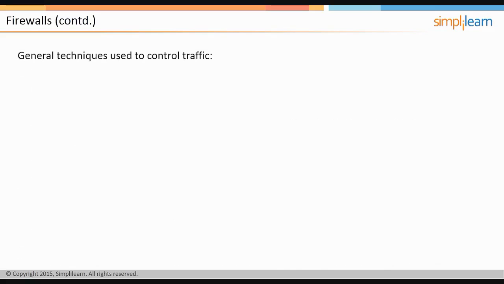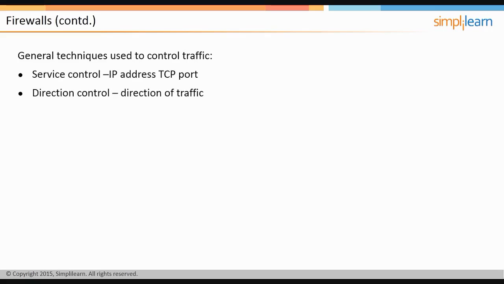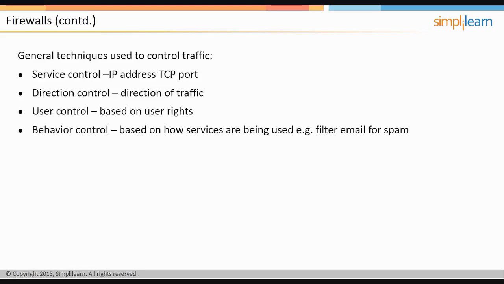General techniques used to control traffic are service control, based on IP address and TCP port, direction control, based on the direction of traffic, user control, based on user rights, and behavior control, based on how services are being used. For example, filter email for spam. In the next few screens, we will discuss types of firewalls.